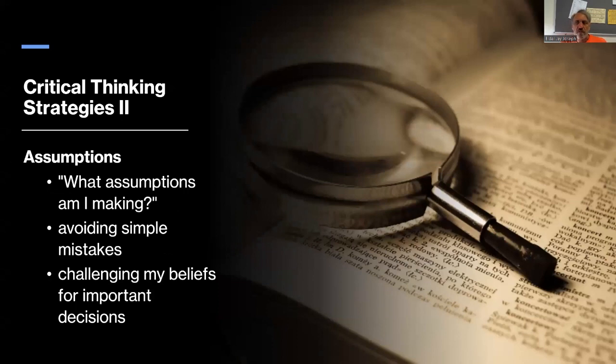The second strategy I want to talk about is making assumptions, and specifically the key critical thinking question that we learned, which is what assumptions am I making? And it can help us to avoid simple errors, just in terms of our schedule or something like that. But it could also help us to better make decisions that are important as well, because assumptions might be underlying some of those decisions, and we should check them before we make our decision.